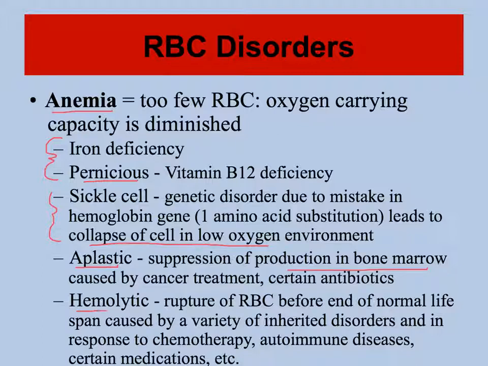And then finally, hemolytic anemia, and you can figure out, I think probably from the name, that we're talking about breaking apart the blood cells. But this is caused by rupturing or destroying red blood cells before the end of their normal lifespan. There are a variety of inherited genetic disorders that can cause hemolytic anemia. Also, chemotherapy, again, can have this effect on the body, and several autoimmune diseases and all. So there's a number of things that can cause hemolytic anemia.